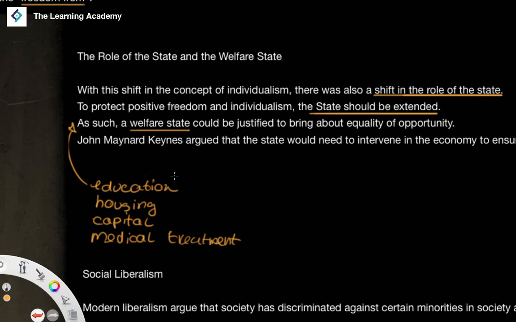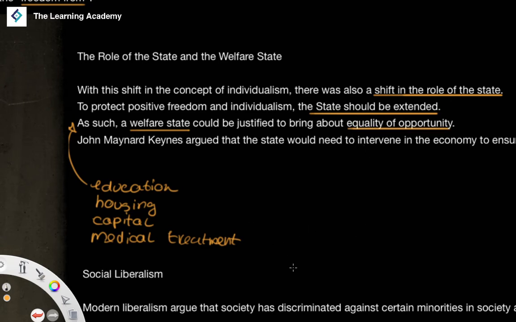So these kinds of things within the welfare state, we can justify their existence, okay, by saying that if the state can provide education and housing and capital to those who are less fortunate, we can bring about greater equality of opportunity.